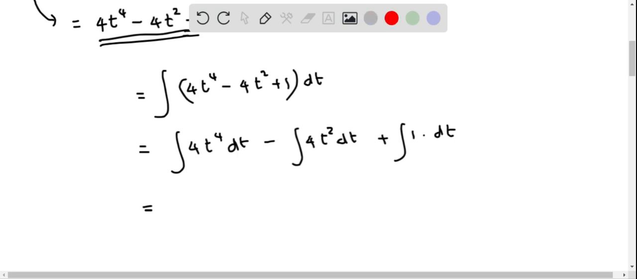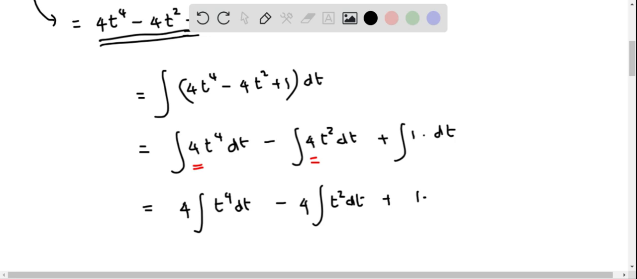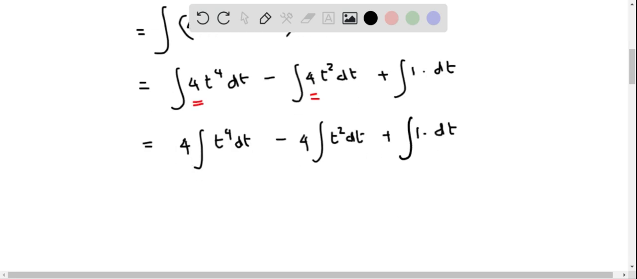As you can see, in each integral I have this 4 here. Similarly, I have this 4 here, which means these two are constants. So I can factor the constant out of the integral. And then I can rewrite this as 4 times integral of t power 4 dt minus 4 times integral of t square dt plus integral of 1 dt, which could be further simplified.